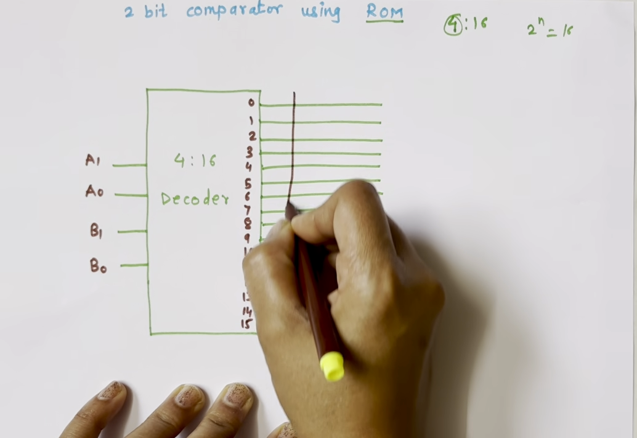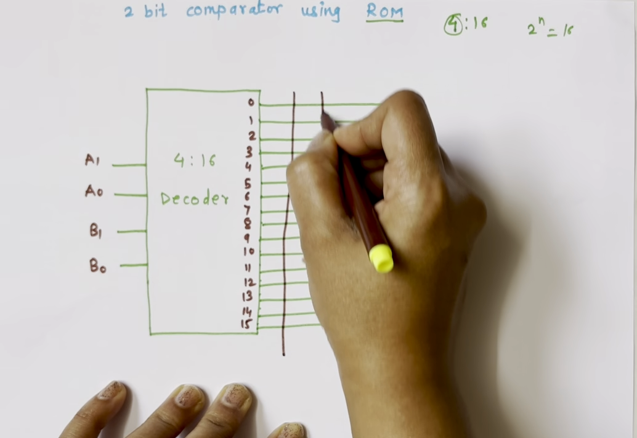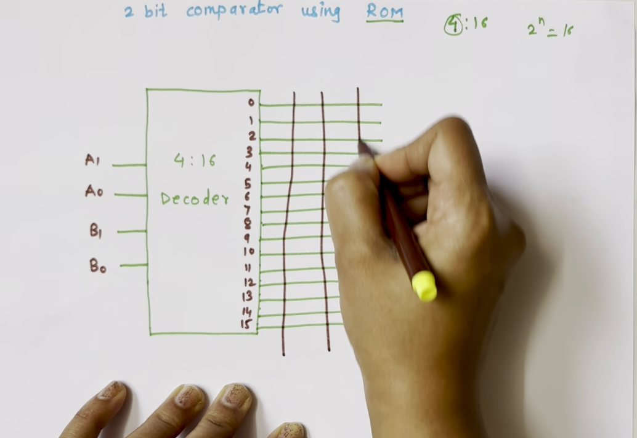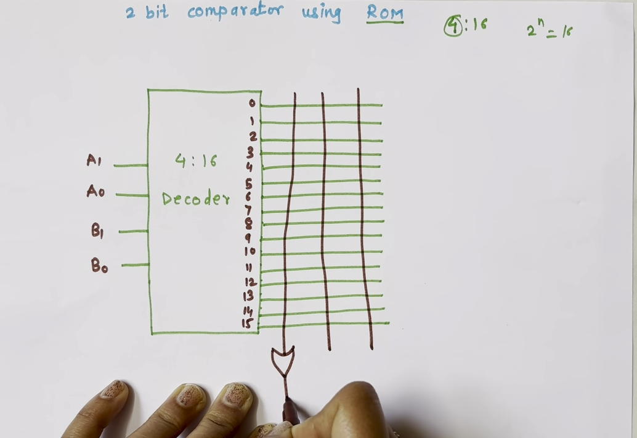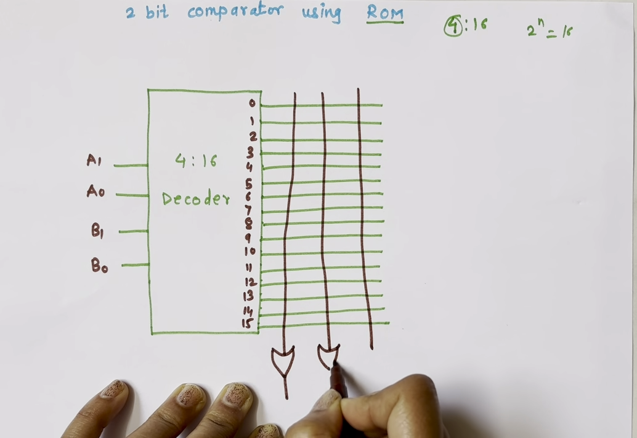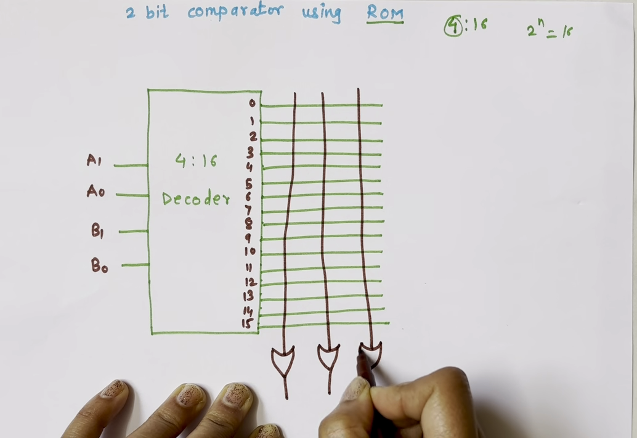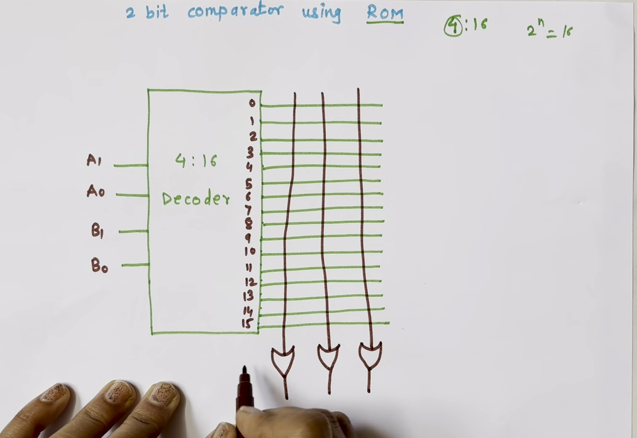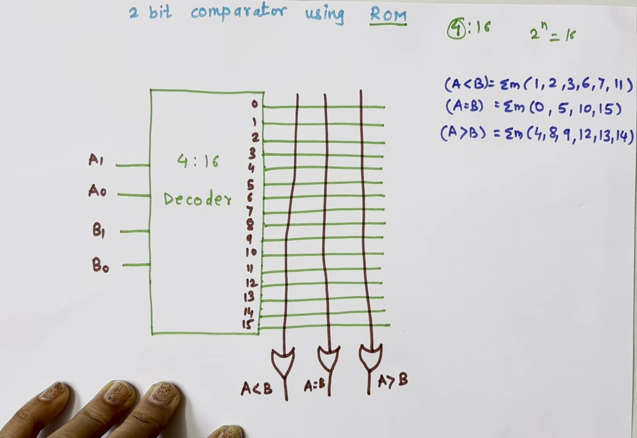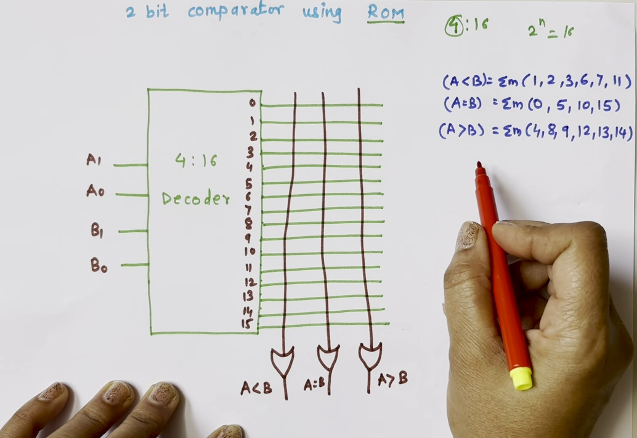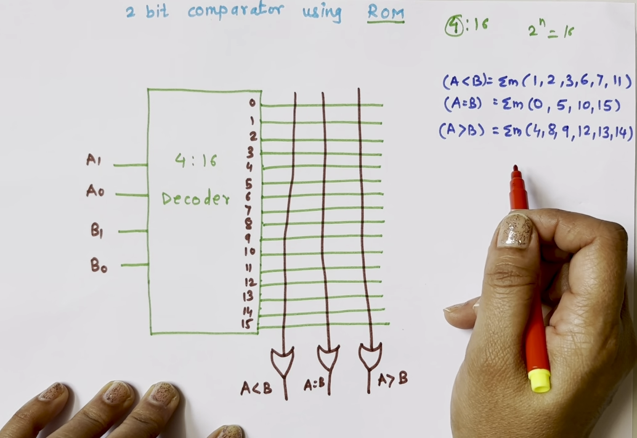So I'll draw 3 OR gates. My first OR gate. This is A less than B. This is A equals to B. And this is A greater than B. Now we have equations for these 3 outputs. These are our equations we got from the truth table comparison.